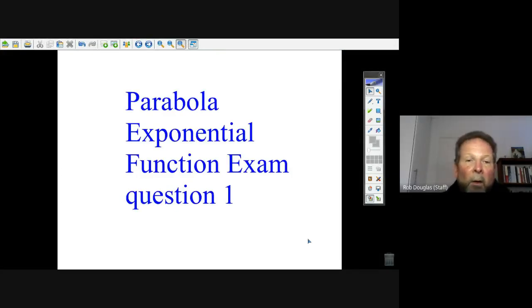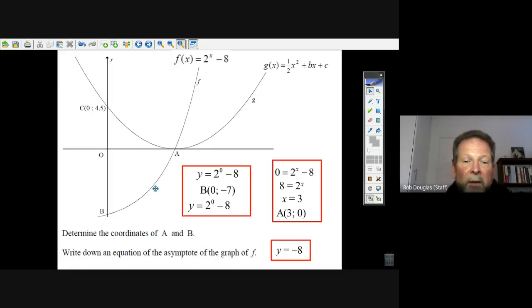Okay, we're going to look at an exam question that involves doing a parabola and an exponential equation together, and let's just give it a try. It starts off and they tell you the story. They say there is an exponential equation that has this function. They give you 2 to the x minus 8.